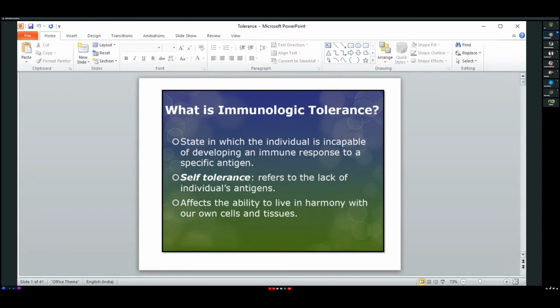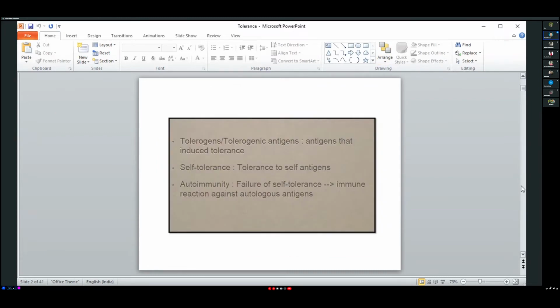You can see over here, I think you are already aware of self and non-self. There are certain terms that you have to understand. The first is tolerogens, or tolerogenic antigens: the antigens that induce tolerance. Next comes self tolerance. You are aware we all have self tolerance. That is why we tolerate self antigen. Those who do not have self tolerance develop autoimmunity.